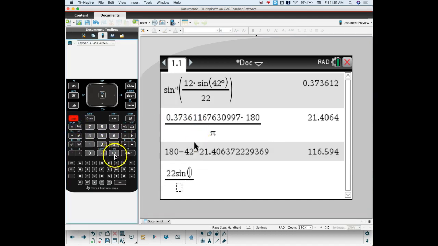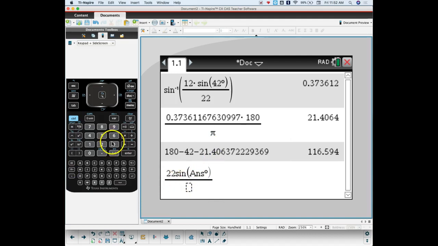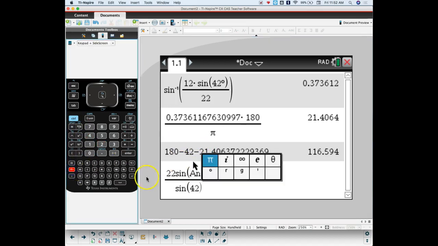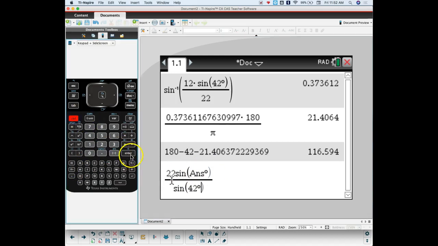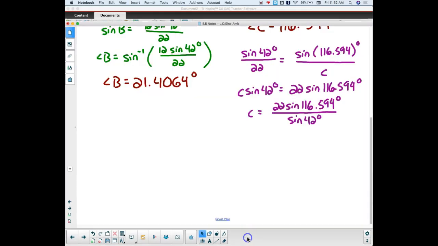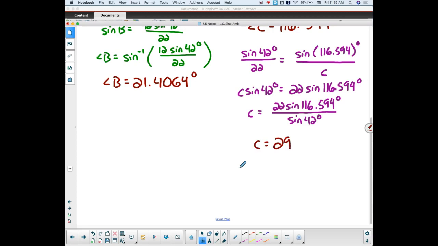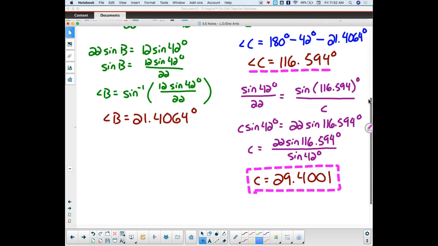Sine of my answer. I like to not round on any of my stuff, just so you are aware. And then the sine of it's me 29.4001. And those three, along with the three original given pieces of data, solve my triangle.